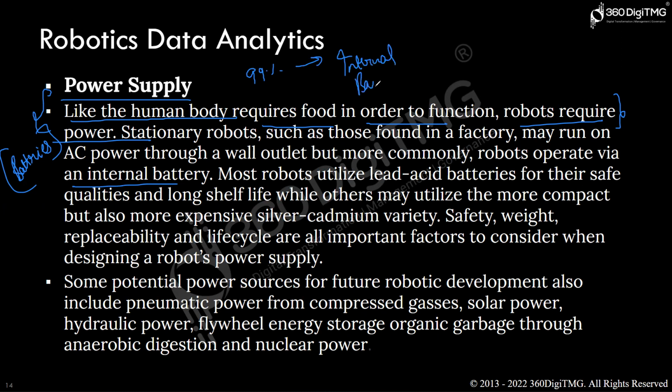Electric car, guys. Simple example for you. Electric cars, electric bikes, you know it, right? This type of thing we have seen here. So these are all running on internal batteries. Most robots utilize lead acid batteries for safety.